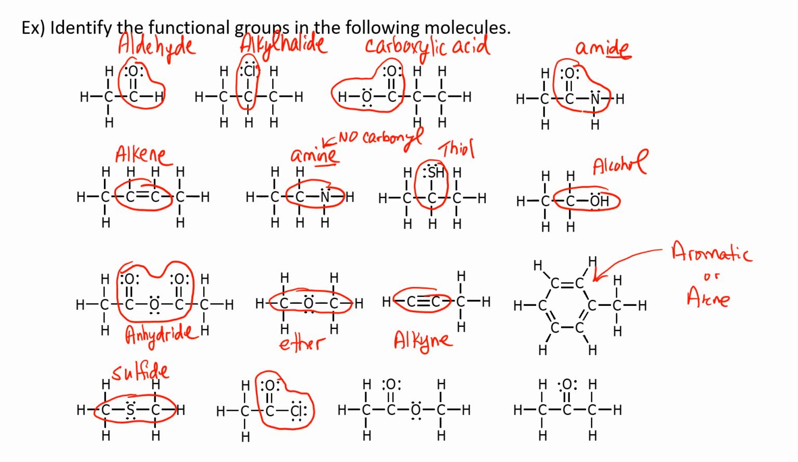Carbonyl group next to a halogen. That's an acyl halide. Next, we have a carbonyl next to an OC. That's an ester. And finally, we have a carbonyl sandwiched in between two carbons, or it's in a carbon chain. That's a ketone.